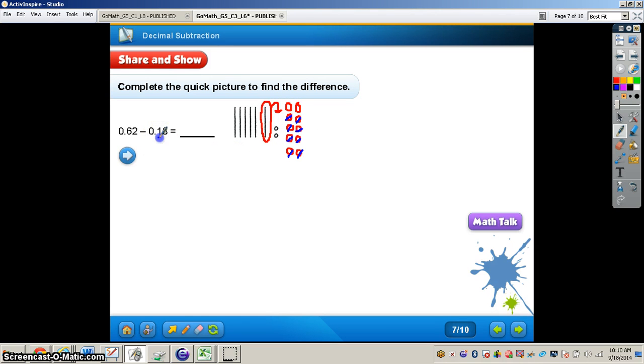Now we move to the tenths place. We only need to take 1 away from the tenths place, so we can just cross this one out right here, leaving us with 1, 2, 3, 4 tenths. Remember, we regroup, so this one's eliminated as well. All right, so now we have 0, 1, so we'll write a 0 there. 4 tenths and 4 hundredths. So 0 and 44 hundredths.